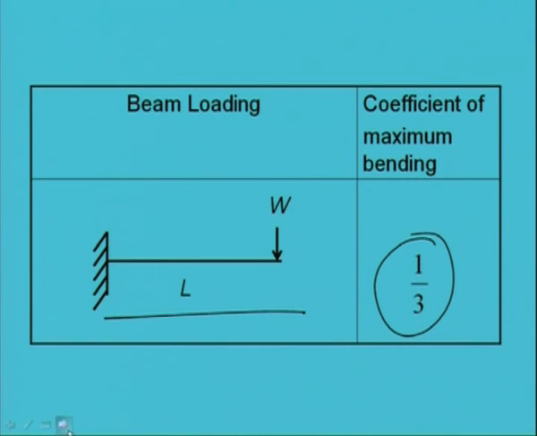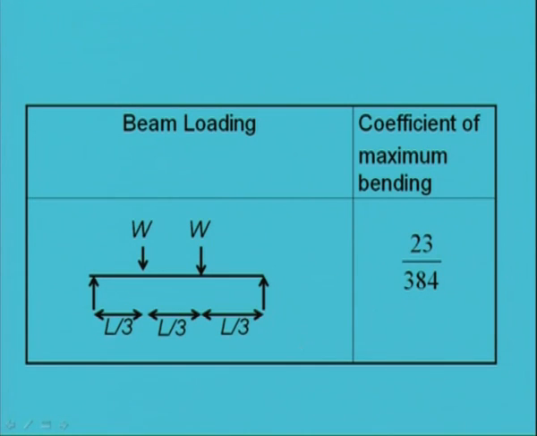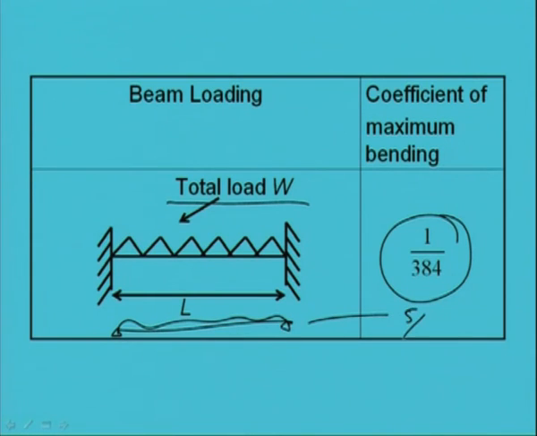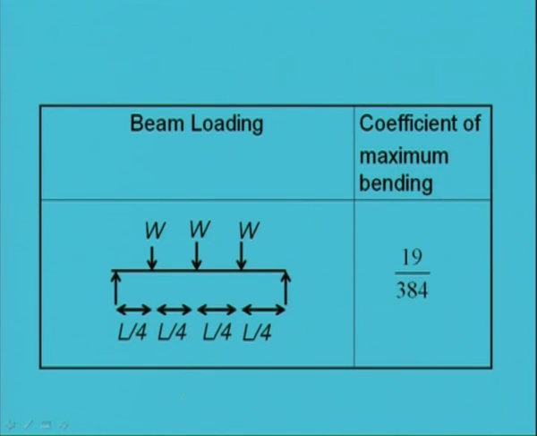So, these are some standard conditions we are showing, which you can remember. Like if the load is at 1/3 distance, then the coefficient will become 23 by 384, right. Again, if the beam is fixed at both ends with a UDL load, then this will become 1 by 384. If it is simply supported with UDL load, then this is 5 by 384. So, in this way we can find out the maximum deflection.